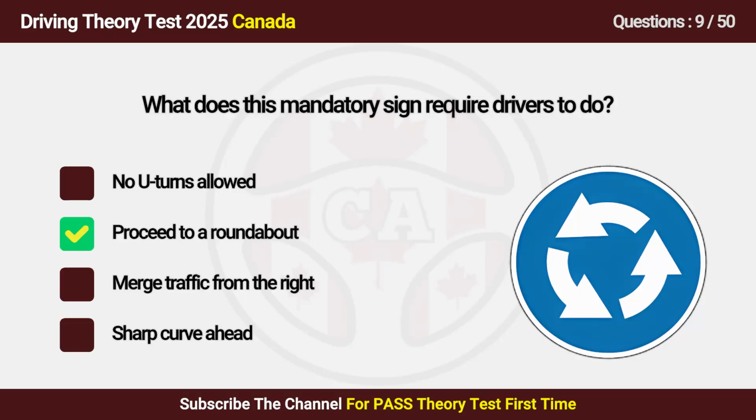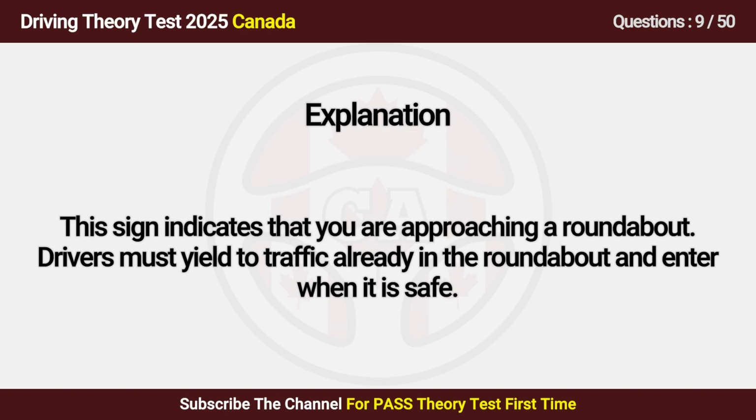Answer is B. Proceed to a roundabout. This sign indicates that you are approaching a roundabout. Drivers must yield to traffic already in the roundabout and enter when it is safe.